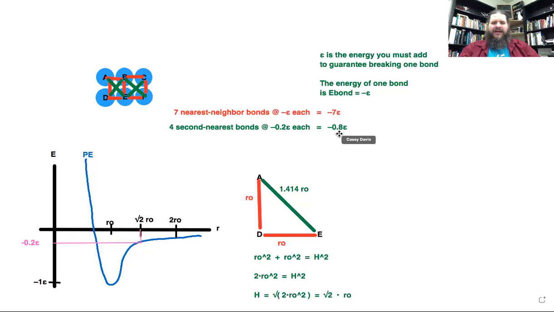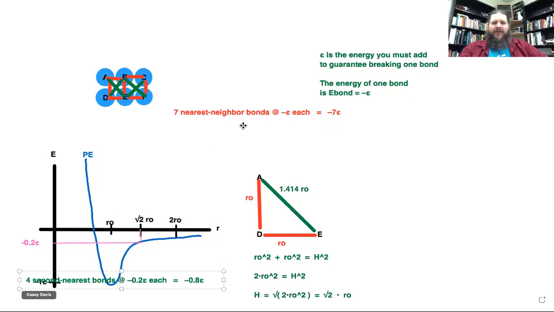How does that -0.8 epsilon compare to the -7 epsilon we already established? Yeah, that's a pretty small fraction, a very small amount. Looks like maybe 11%-ish. So the energy contribution from the second nearest neighbor bonds is very small compared to the energy contribution from the nearest neighbor bonds, which means if we had just ignored the second nearest neighbor bonds entirely, if we had looked at just the nearest neighbor bonds, we wouldn't really be all that accurate, but we'd be pretty close. -7 epsilon is a pretty good estimate for the bond energy of this cluster.